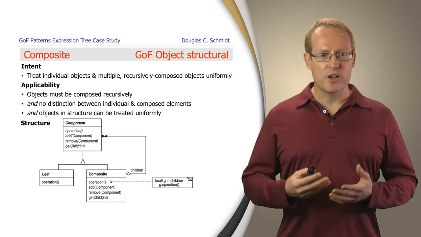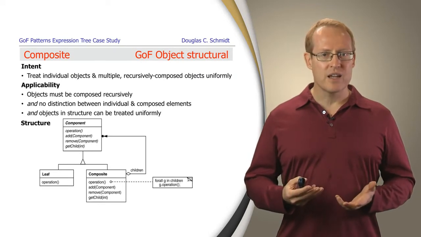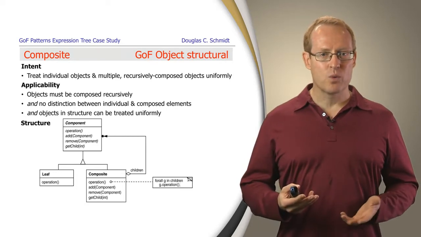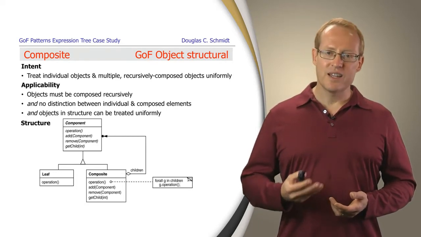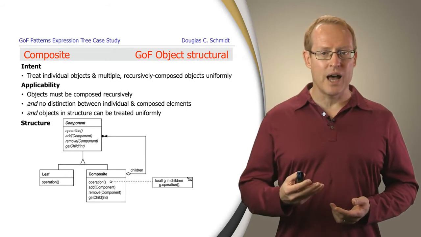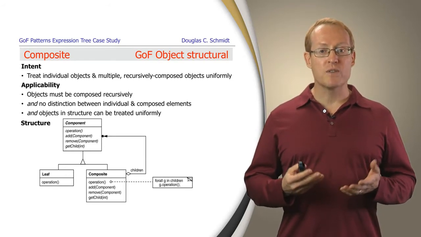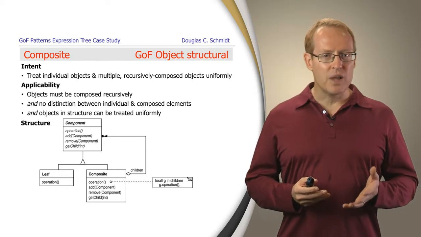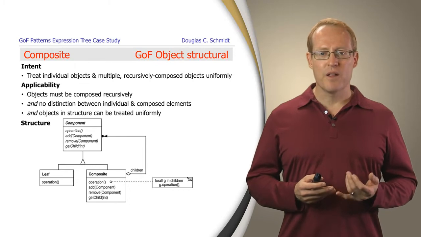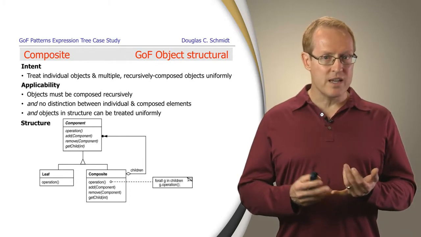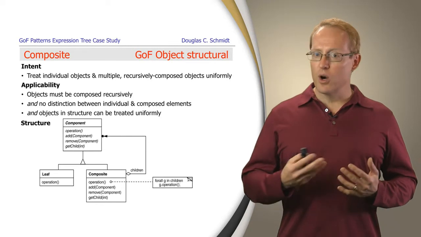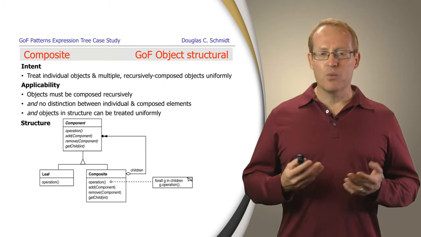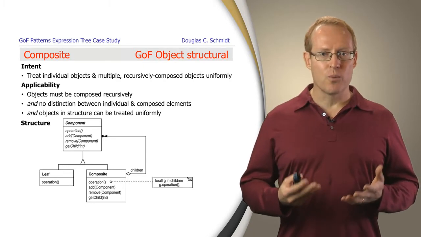Well, it turns out this particular way of arranging the structure of the tree forms a pattern from the Gang of Four book called the composite pattern, which is an object behavioral pattern. The intent of this pattern is to treat individual objects and multiple recursively composed objects in a uniform manner. You might decide to apply this pattern under certain circumstances. For example, objects need to be composed recursively, as is the case with our expression tree. We don't want to distinguish between individual and composed elements, and we want to be able to treat the objects in the structure in a uniform way.